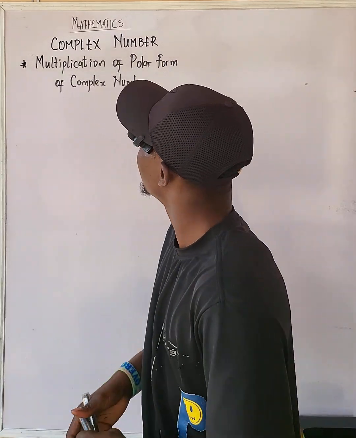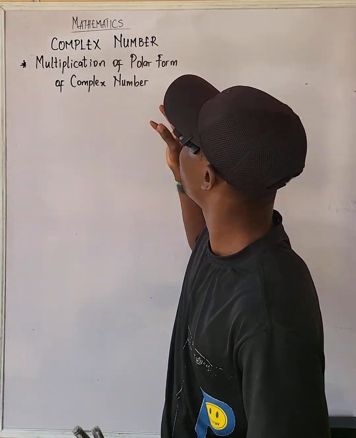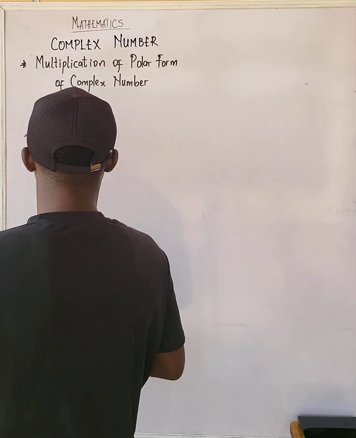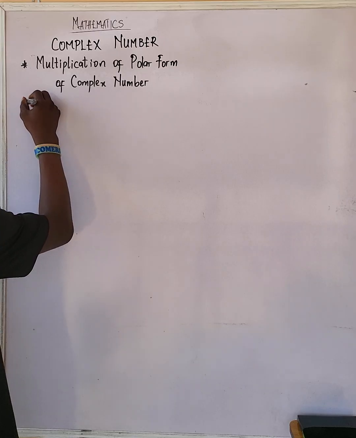Welcome back. So still on complex number. Now we're moving to multiplication of polar form of complex number. Now, how do you go about it?